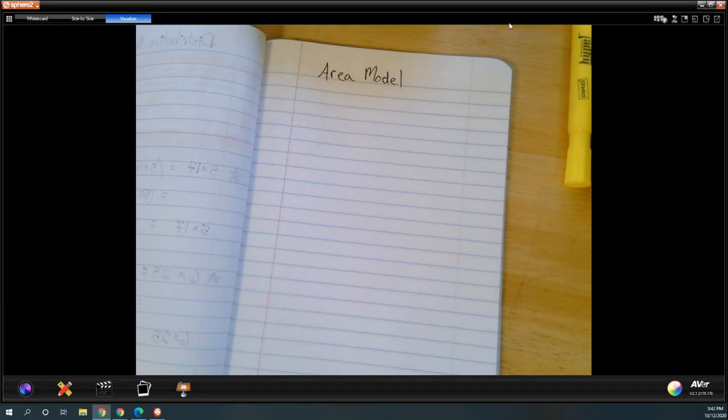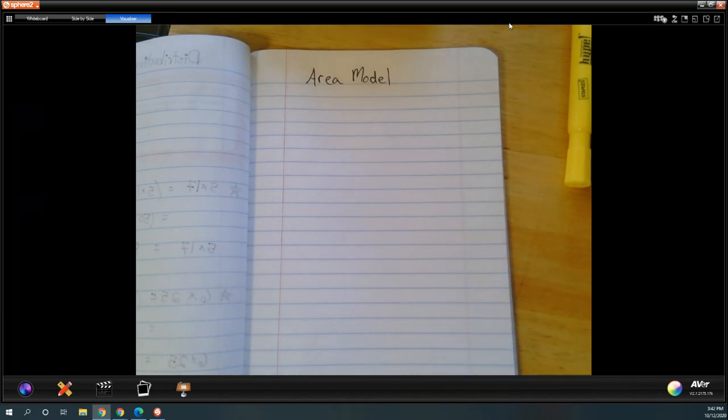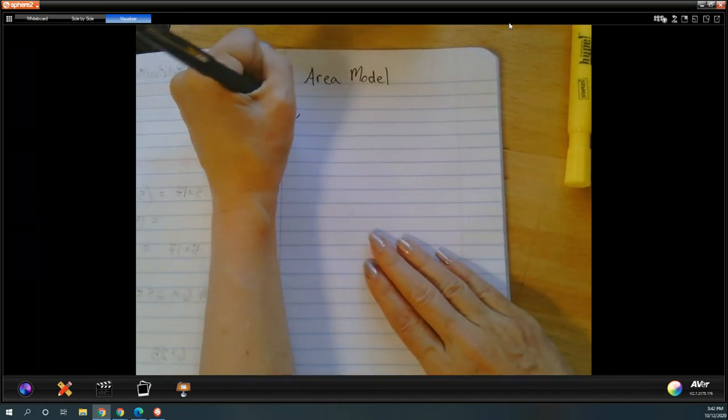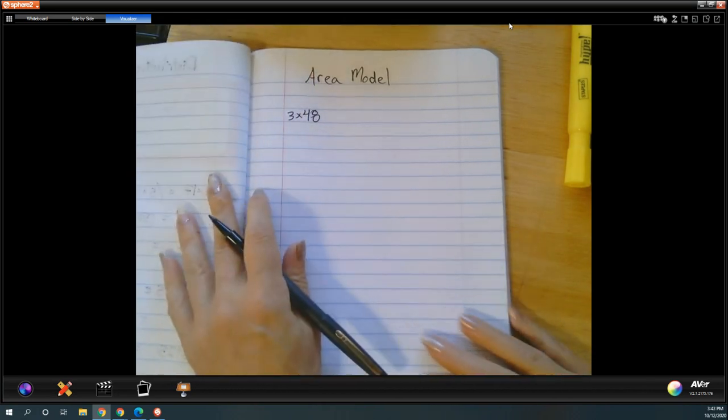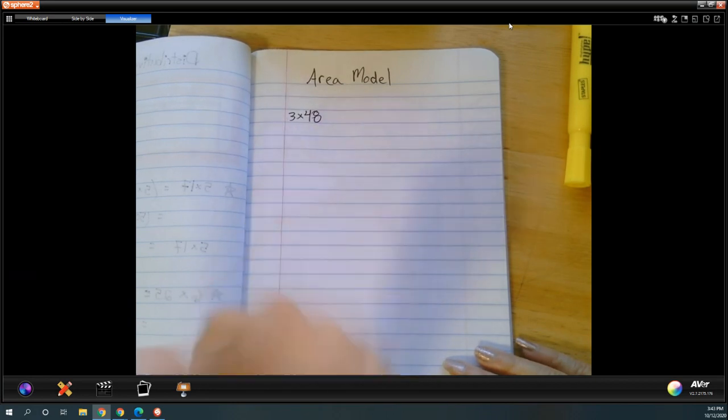We are going to work on area models. Area models are a great way to solve multiplication problems that are large. Let's take the problem 3 times 48. What I'm going to do is break up any number that has more than one digit in it. So obviously the 48 needs to be broken up. 3 is fine on its own.